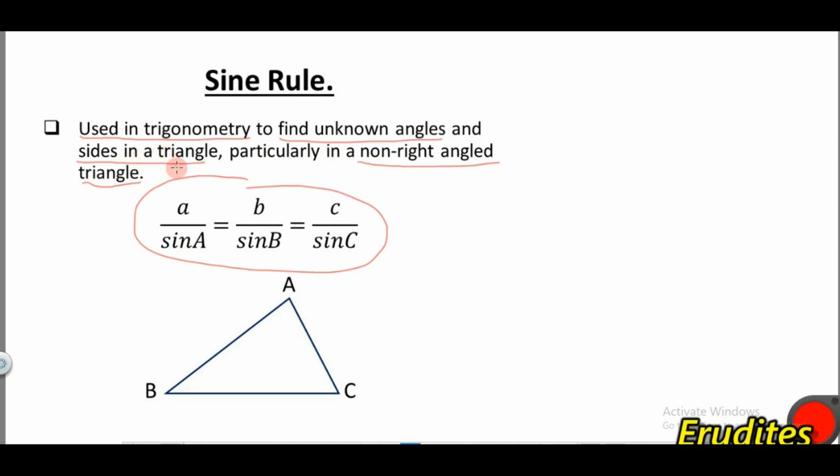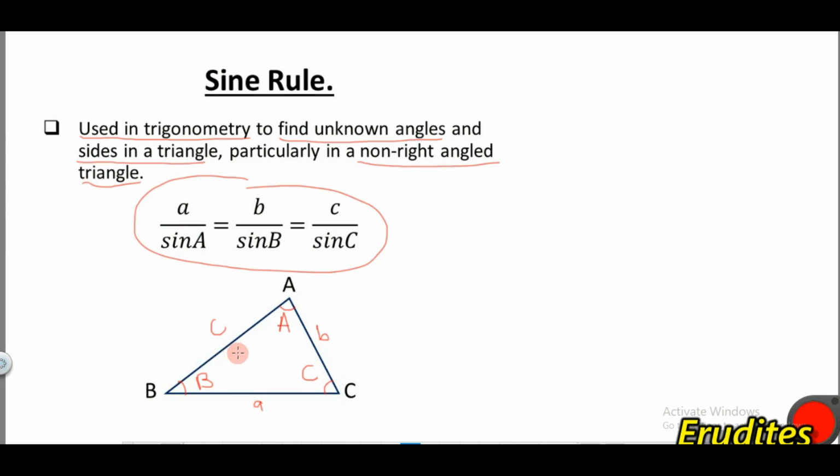This is a non-right angled triangle. This is angle A, this is angle C, and this is angle B. The side facing B is where you have your small b. The side facing C is the small c, and the side facing A is your small a. So this is what sine rule is all about.